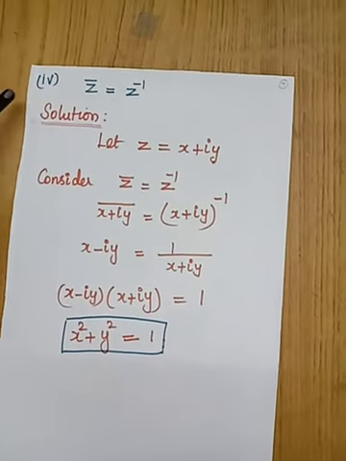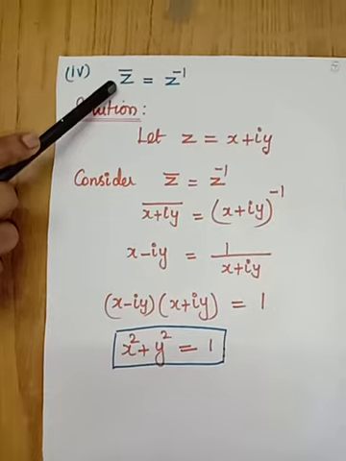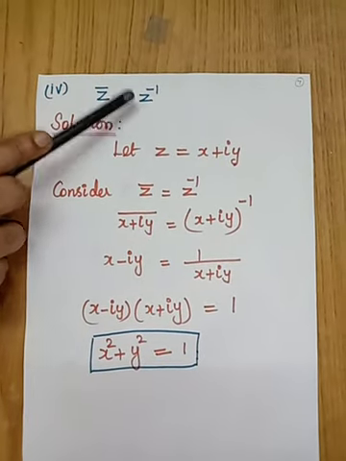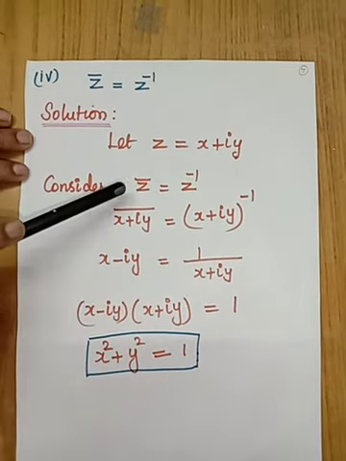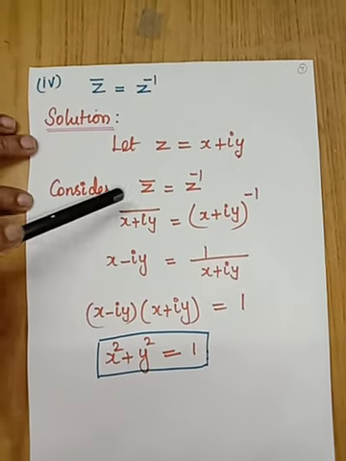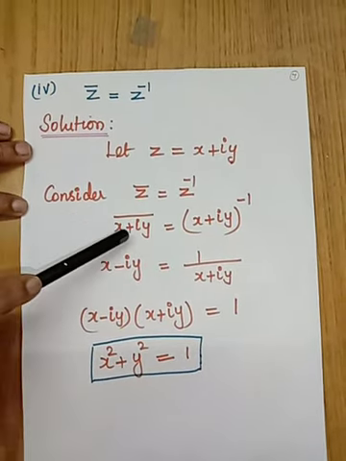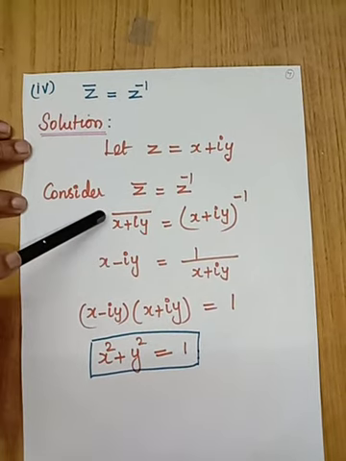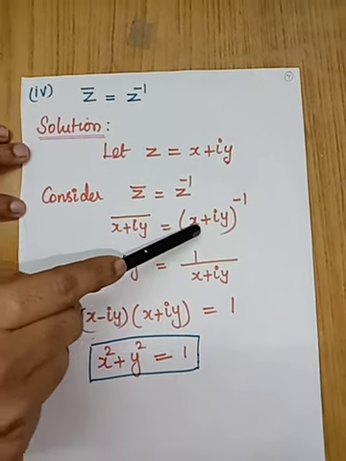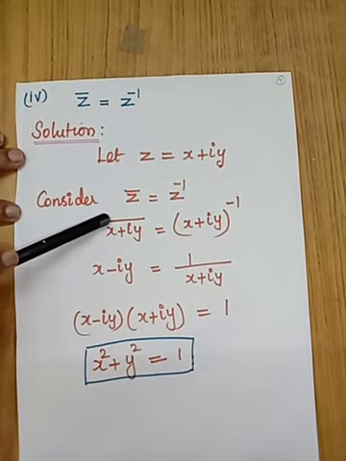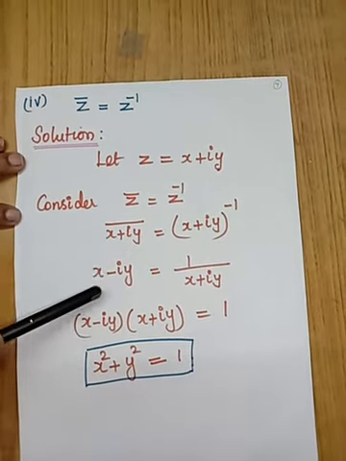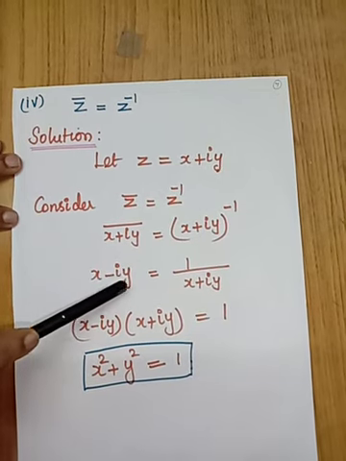Come to the next one, the fourth one. It is given as z bar is equal to z inverse. So substitute z is equal to x plus iy. Okay, so you just consider the term. In the place of z, you have substituted x plus iy. So x plus iy the whole bar is equal to x plus iy the whole inverse. Okay, so you have to write the conjugate. Conjugate means replace i by minus i. So it is x minus iy.